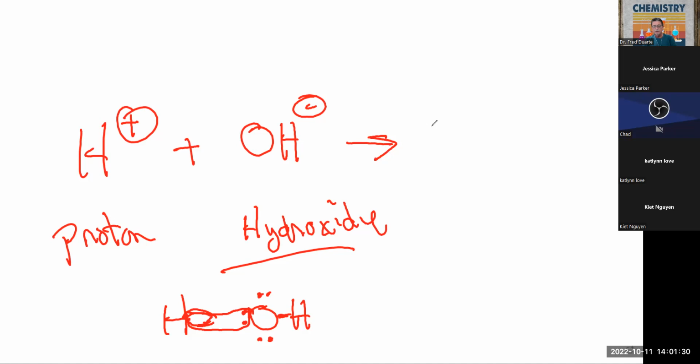Good old-fashioned dihydrogen monoxide, water. So whenever you react an acid with a base, you neutralize both the acid and the base, and you neutralize it to give you neutral water. That's your first reaction that we're going to be talking about in the next couple of chapters. This is called a neutralization reaction.